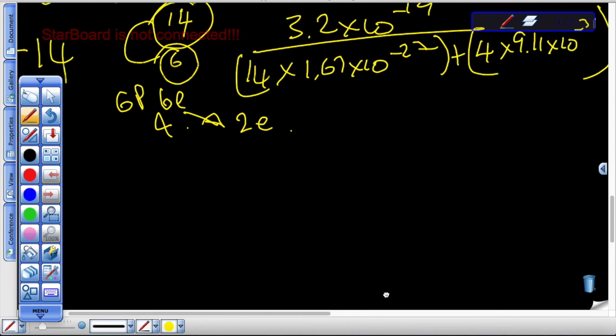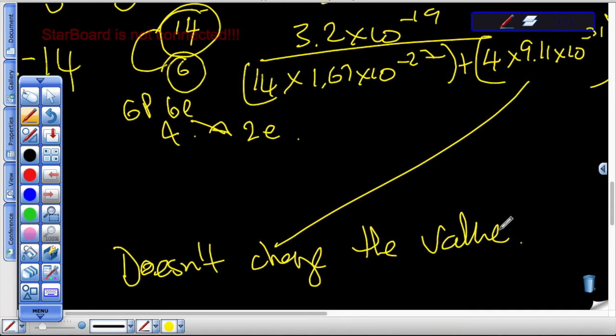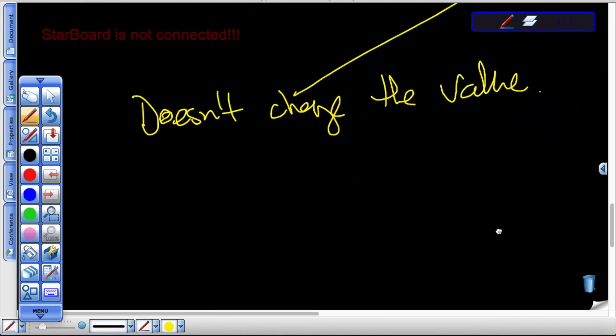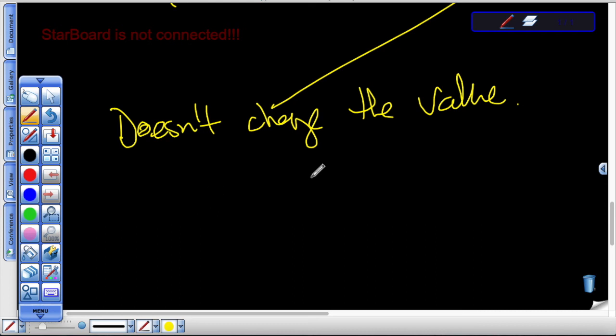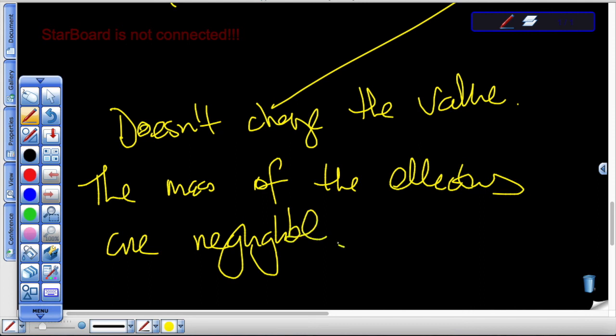Now, this value here doesn't actually change the answer if you just missed it out. However, if you miss it out in an exam question, you won't get the mark. So you have to either include it or just say after your calculation that the mass of the electrons is negligible. But I would say just include them, then you're done.